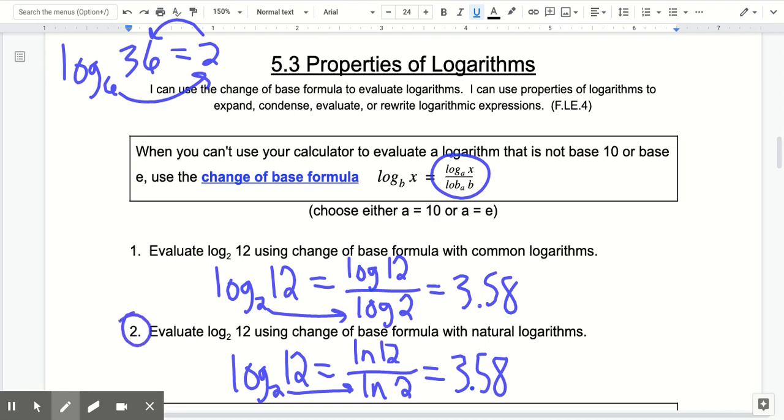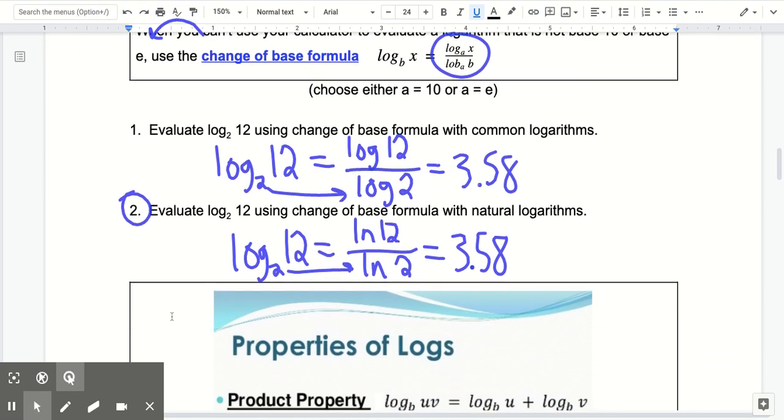So when I do these, I tend to do natural logarithms because it's 2 letters to write. It's less writing because I'm lazy. It does not matter which one you use. So that's the change of base formula.